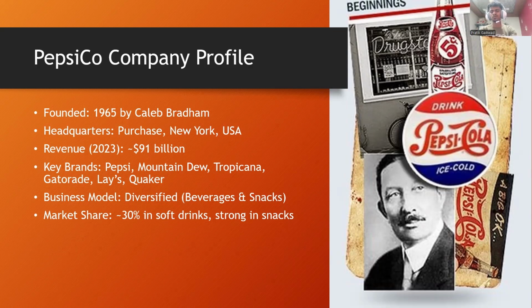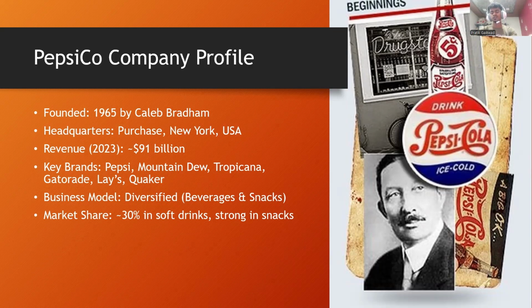What sets PepsiCo apart is its diversified business model. Unlike Coca-Cola, which primarily focuses on beverages, PepsiCo has a strong presence in both the beverages and snack industries. Iconic brands like Lay's, Quaker, and Doritos contribute significantly to its revenue, making it less reliant on soft drink sales alone.